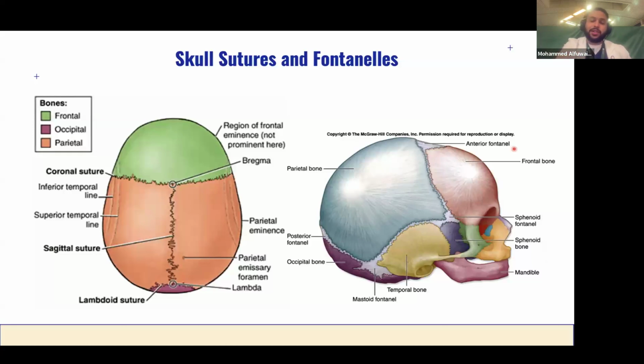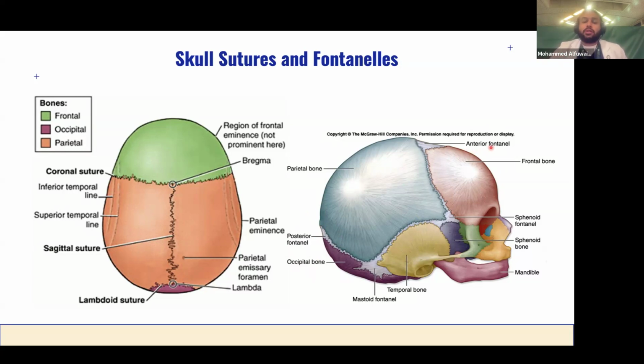I need just a bit more interaction, guys. 9 to 12, or 9 to 18 months, sorry. Then the posterior is around 2 months. The thing about them is if the posterior fontanelle is not present, it's associated with hypothyroidism, just remember that. Anterior, it's going to be associated with suture defects, or skull defects.